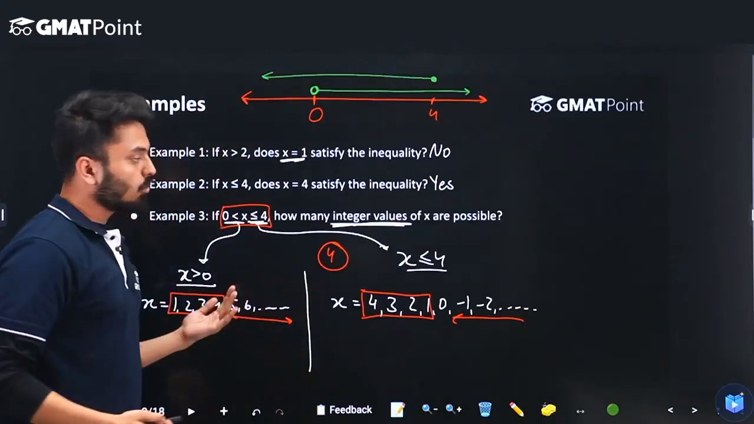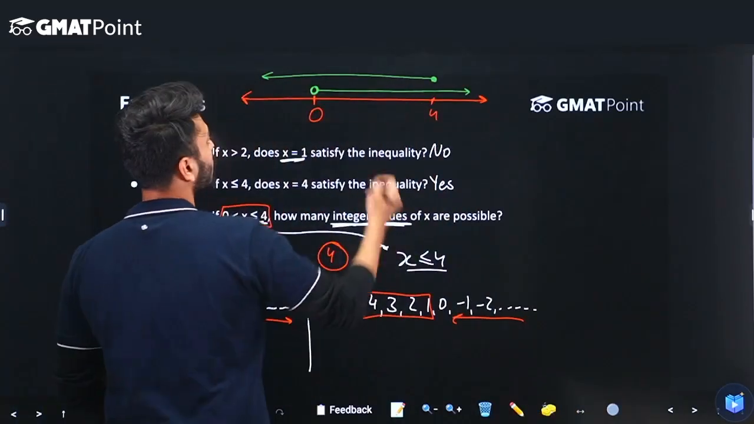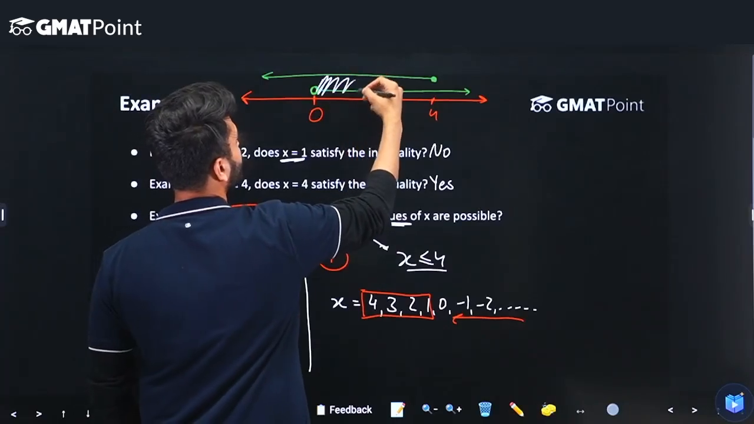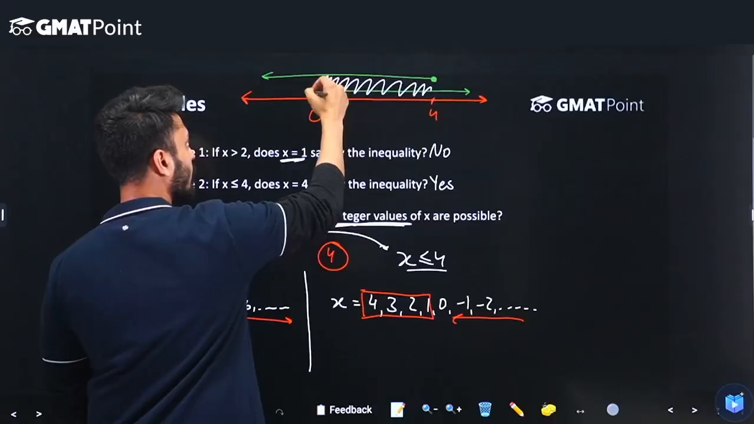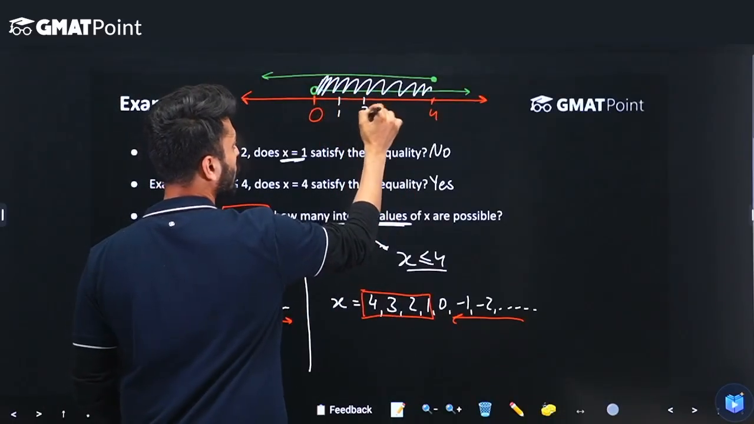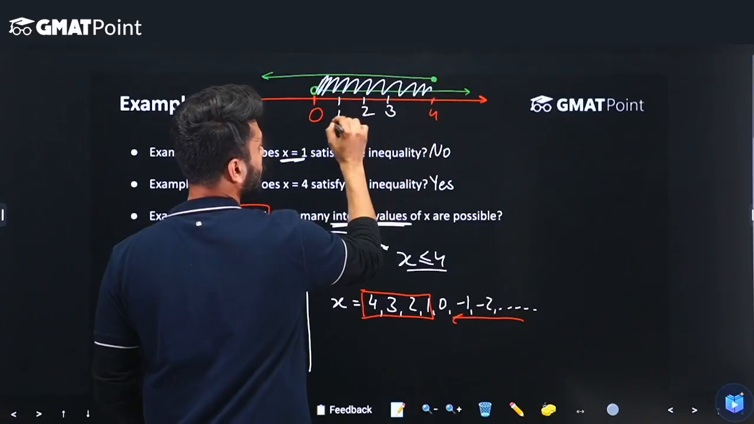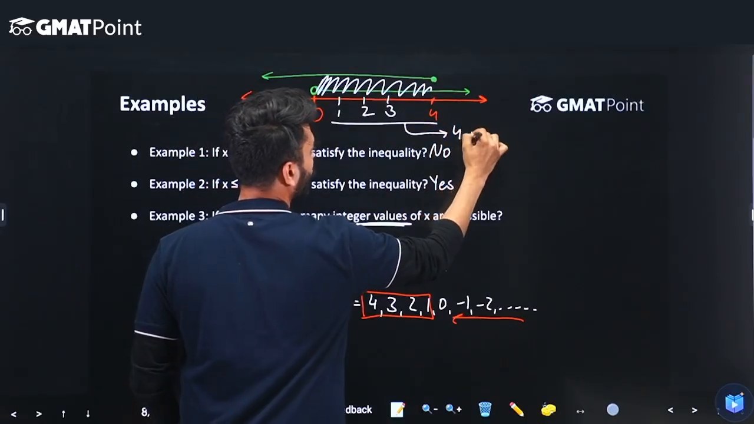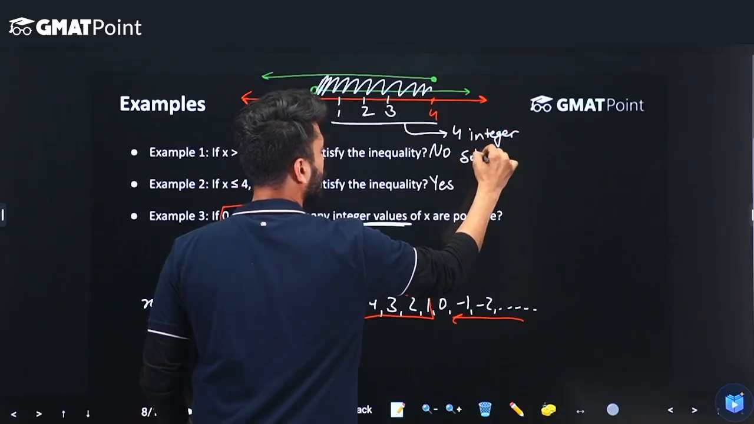Now, since we have to satisfy both inequalities at the same time, we can simply find the overlap between them and find the integer values that do satisfy this. We can see with the empty circle that 0 is not allowed. So we have 1, 2, 3 and the filled circle tells us that 4 is indeed allowed. So here again we can see there are 4 integer solutions.